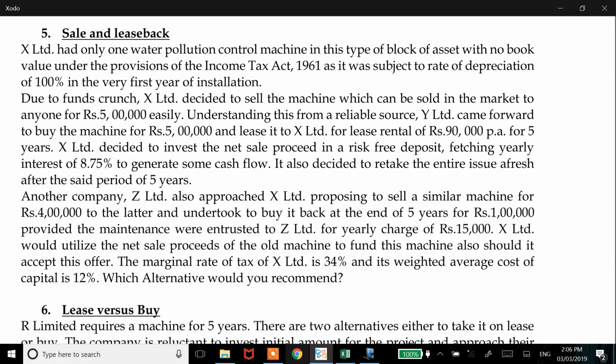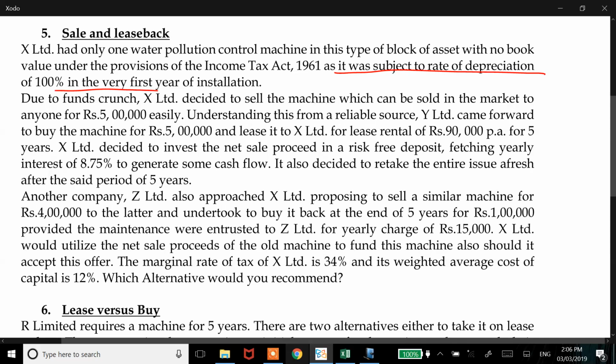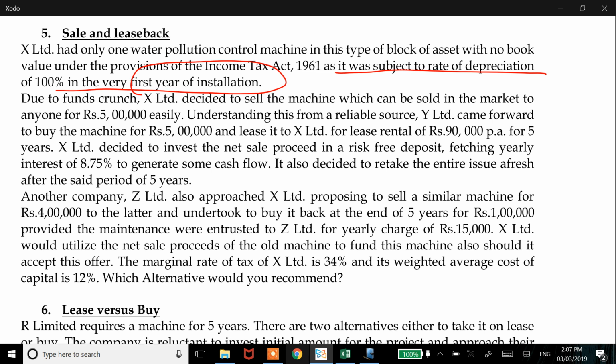Okay, in a sale and leaseback, I don't become the owner again, so I don't claim depreciation. Here, I become the owner because I'm buying the machine, and the question says it is subject to a rate of depreciation of 100% in the very first year of installation. So, this is some asset which you buy. In the first year itself, you can claim the entire amount as depreciation.